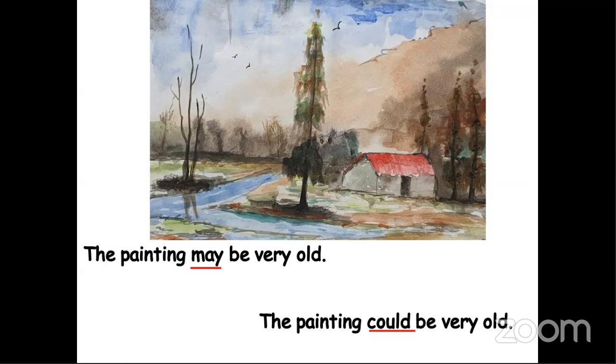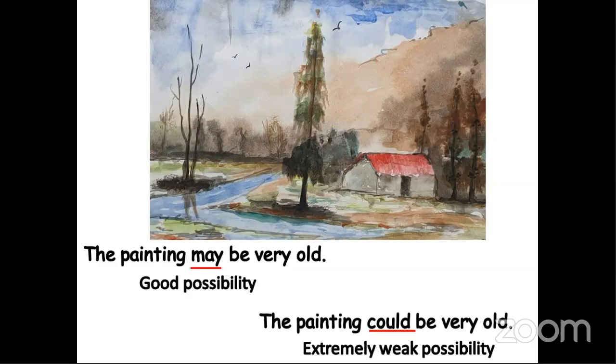And what is the situation? We are talking about an old painting. The painting may be very old. The painting could be very old. In the first situation, if you look at the modal verb may, it expresses a good possibility. The painting may be very old. It's a good possibility that it may be very old. Whereas in the second situation, could expresses an extremely weak possibility. The painting could be very old. Now, do you see the difference?